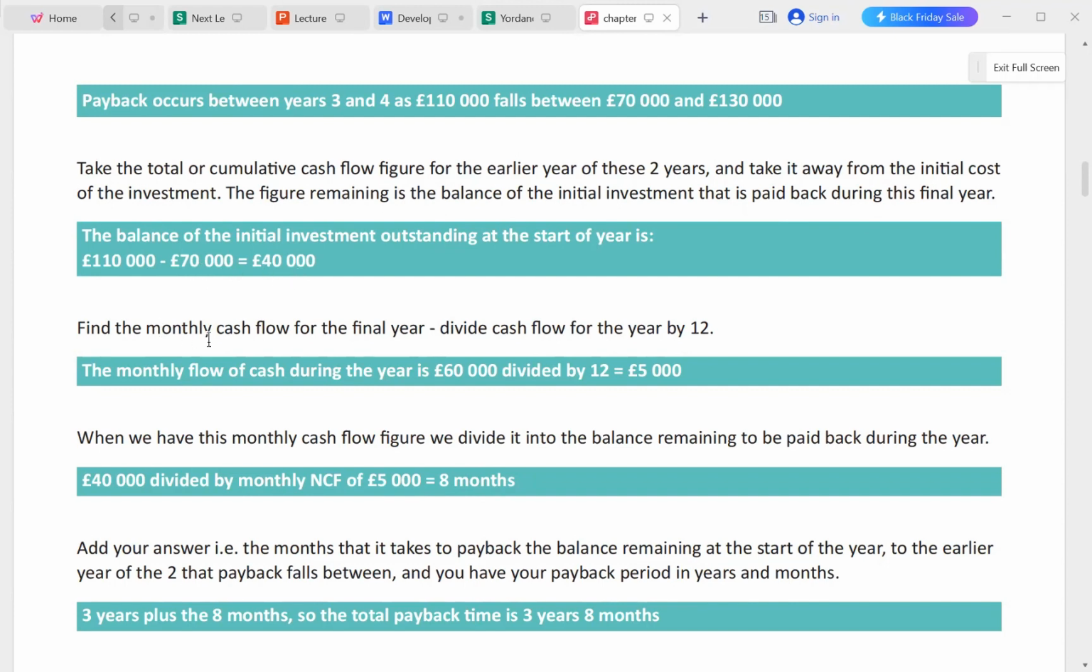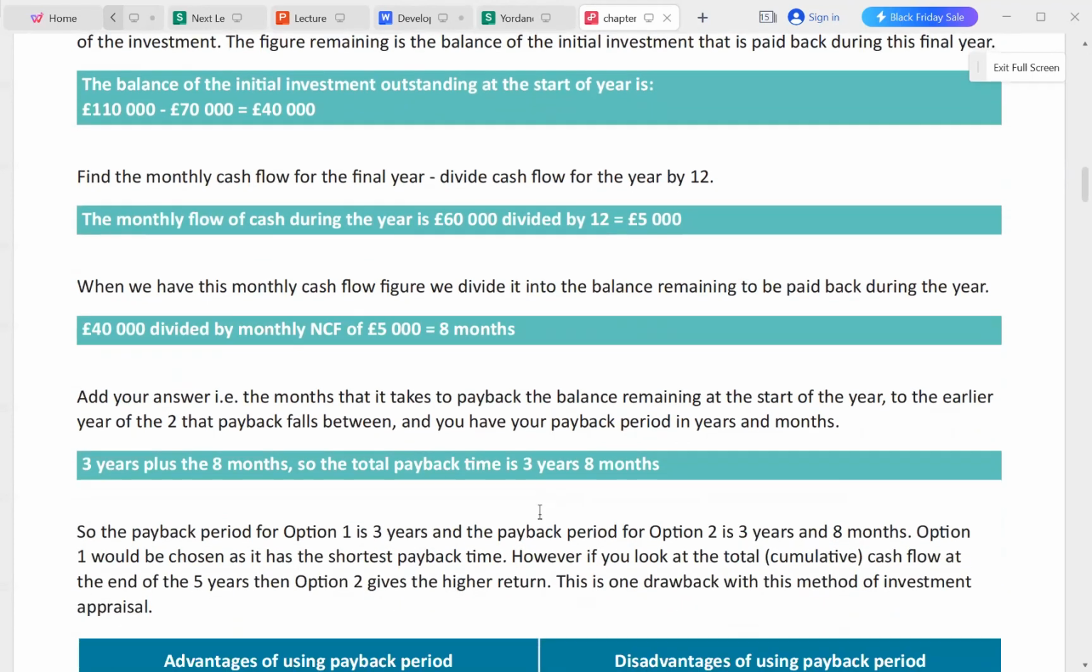Then find the monthly cash flow for the final year by dividing the cash flow for the year by 12. So here is the monthly cash flow: the year's cash flow is 60,000. Then we divide it by 12, so each month is 5,000. Then, when we have this monthly cash flow figure, we divide it into the balance remaining to be paid back during this year. So we have 40,000 here. We divide it by the 5,000 that we got, and it gives us 8, which means 8 months. So that's how we got the 3 years and 8 months payback for the 110,000 investment.